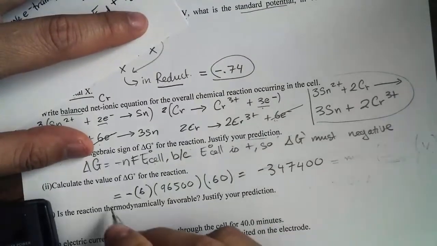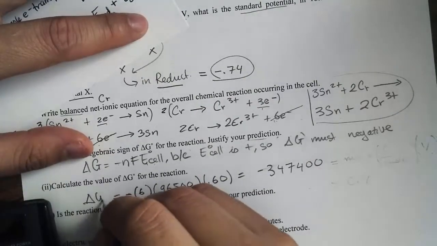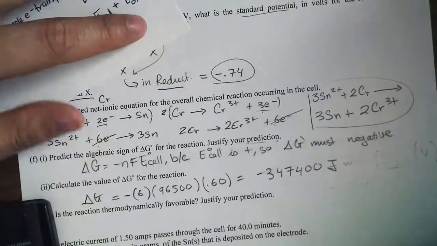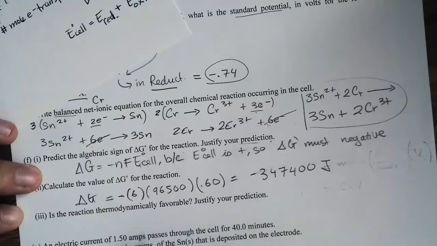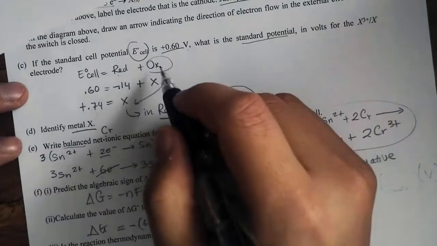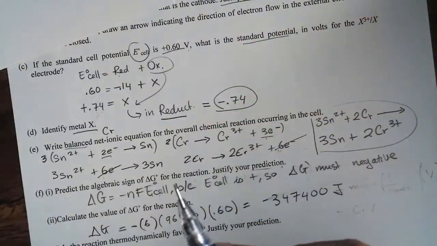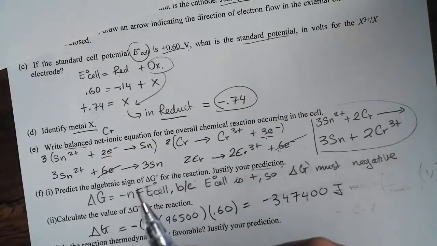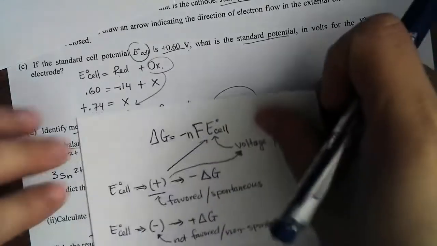And the sign for delta G is joule. There you go. And then the next question asks us, is this reaction thermodynamically favorable? And justify your prediction. There are multiple ways. One way is that we realize that there's a pattern that we have to memorize. And that pattern is this, relative to this right here.